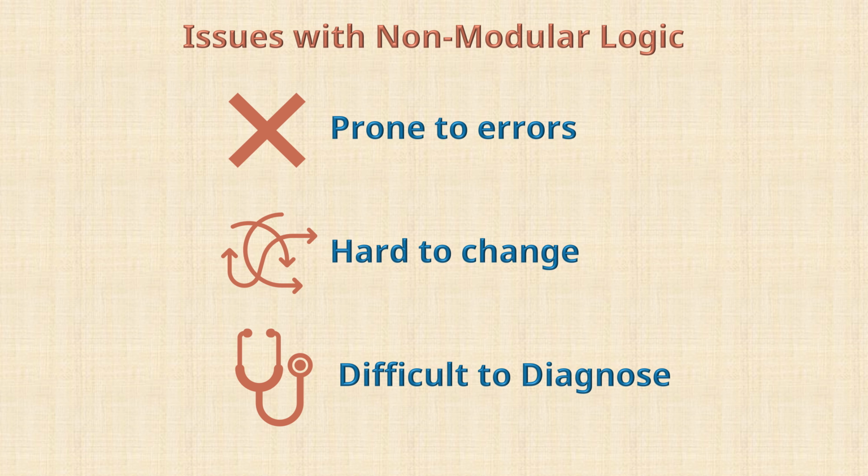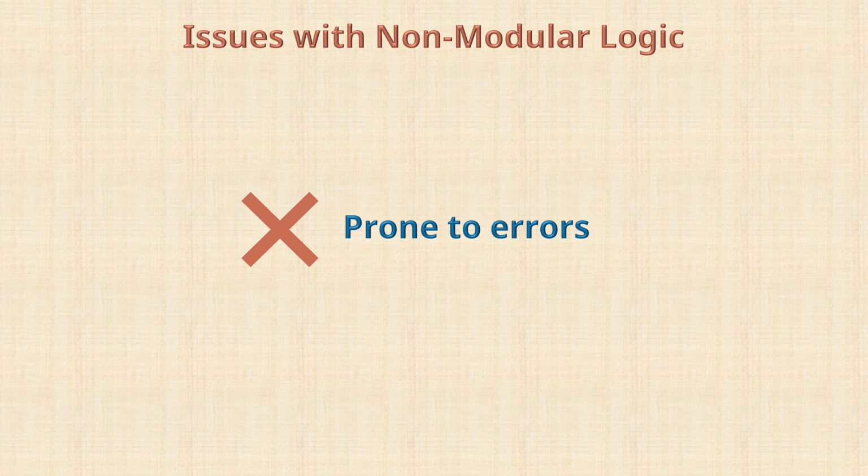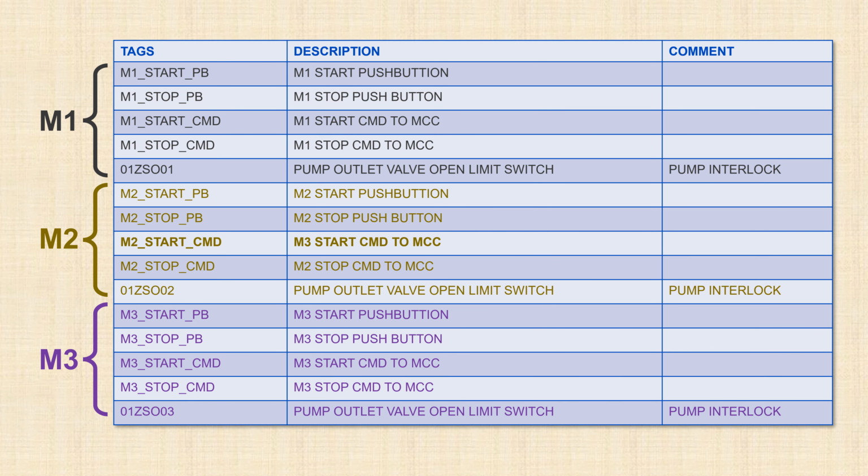Now, I would like to discuss the issues with this non-modular approach one by one. The first issue is related to the number of errors that could creep in easily if you are not careful during programming. You may find that the best approach to create tags for additional motors is to copy and paste tags from M1 and then change and point the tags to the new motor. But there is a good chance that we will forget to update the description or enter an incorrect tag. See here, M3 is typed incorrectly in the description of M2 tags.